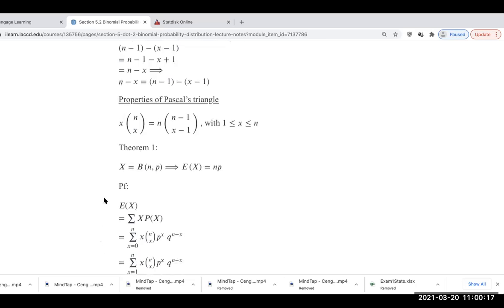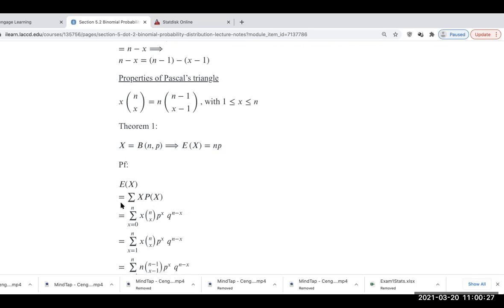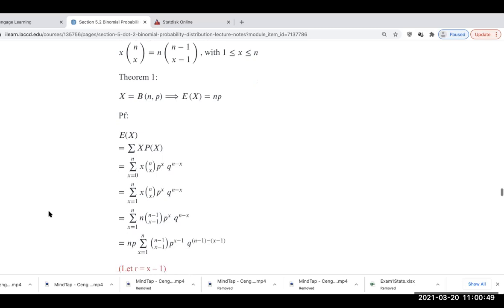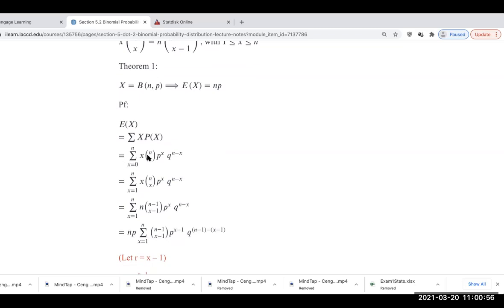So the expected value of a discrete probability distribution, by definition, is the sum of x p of x. Well, I know that x here goes from 0 to n. So it's the sum x equals 0 to n for a binomial random variable. The probability formula for x successes is nCx p to the x q to the n minus x. So when x is 0, 0 times anything is 0. So I can go from 1 to n rather than starting at 0.